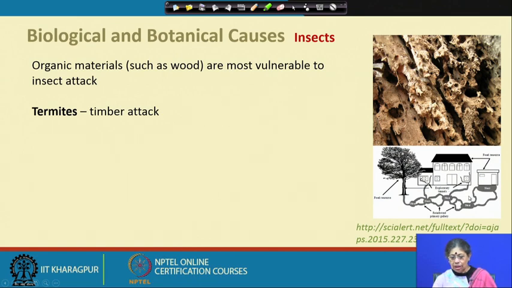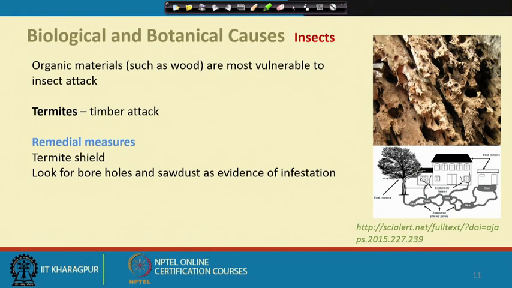Termites actually make a huge colony under the ground on the surface, and then they climb up, and there are certain particular conditions, particular temperature and other components which are more comfortable for them. So, we must understand what these conditions are, what the temperature and other things are, so that it discourages this type of effect. And of course, one must also know that there are remedial measures like termite shields. We have to look for the boreholes and sawdust as well.